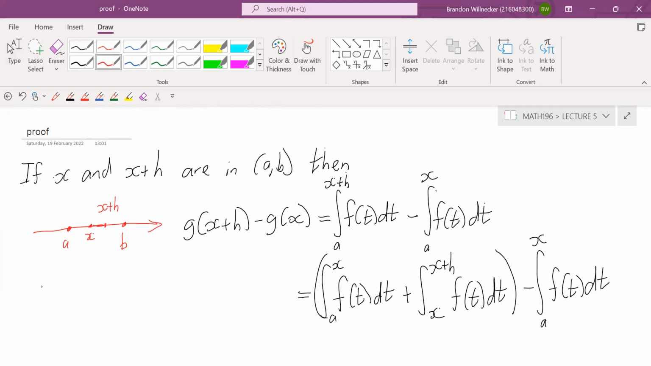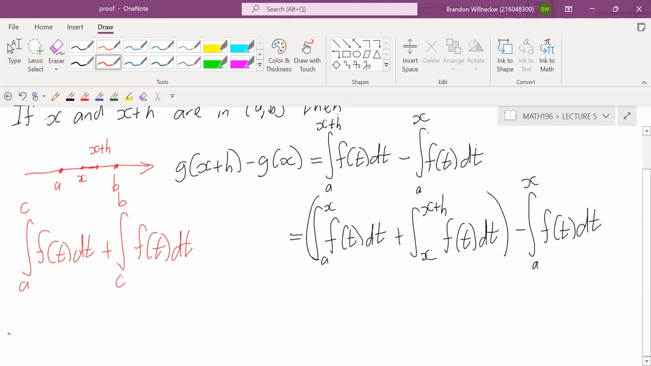Let's make a little note on the side. If we have the integral from a to c of f of t dt, plus the integral from c to b of f of t dt, then we can combine these two and we get the integral from a to b of f of t dt. We can combine them because this upper bound matches this lower bound. Instead of doing it in parts, we can just do the full integral from a to b. That's what we're doing with this middle term. Now that we've got that, we can write this as the integral from x to x plus h of f of t dt.